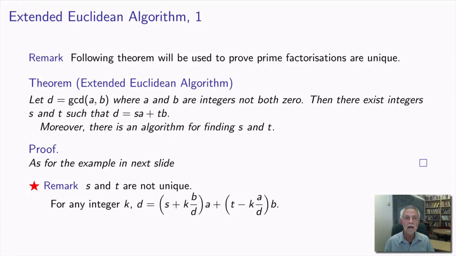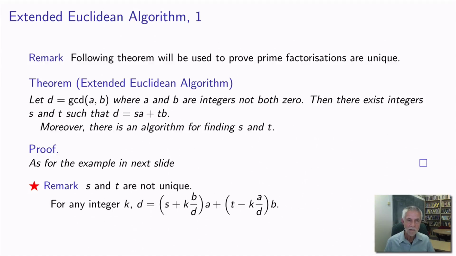The extended Euclidean algorithm tells us that the greatest common divisor of two integers a and b can be written as the sum or difference of two multiples of a and b. So we can write d, the greatest common divisor, as a multiple of a plus a multiple of b. s and t will typically have different signs. In particular, if a and b are positive, then either s or t will be negative.